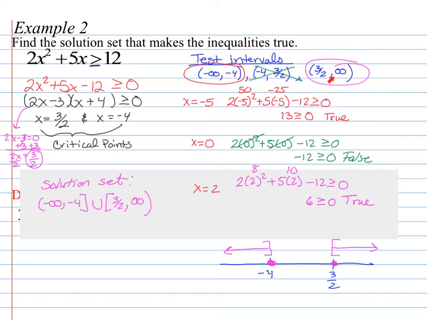So if I do a graphical representation of it, again, negative infinity to negative 4, including negative 4, is part of my answer. This is why I have a bracket. Everything between negative 4 and 3/2 is not a solution. So that's why it's empty. Then at 3/2, it's part of my answer. So that's why I have a bracket, and it goes all the way to positive infinity. If I want to write it as a solution set in interval notation, I would go from negative infinity, parenthesis, to negative 4, bracket, union, bracket, 3/2 to infinity, parenthesis.